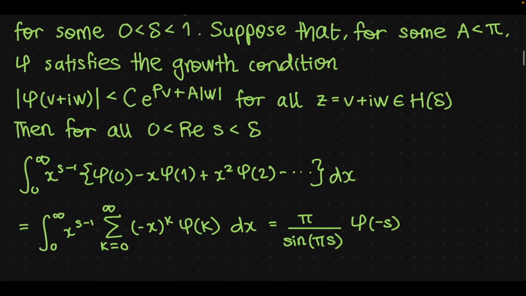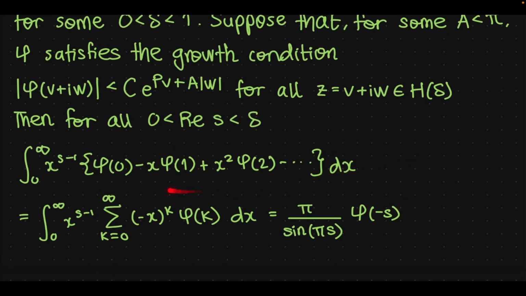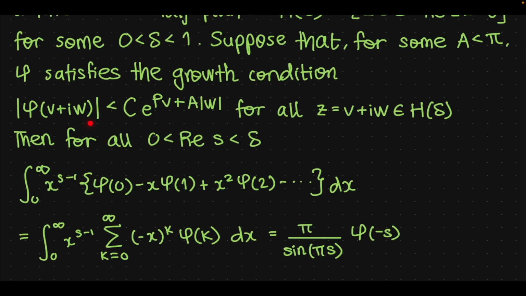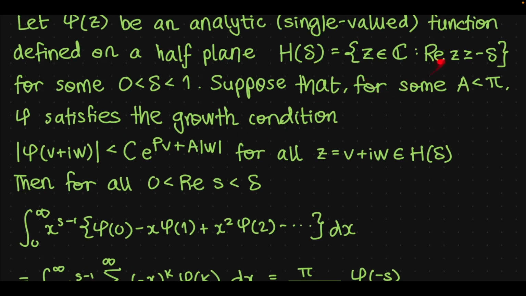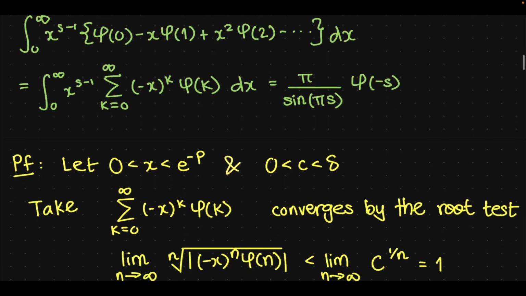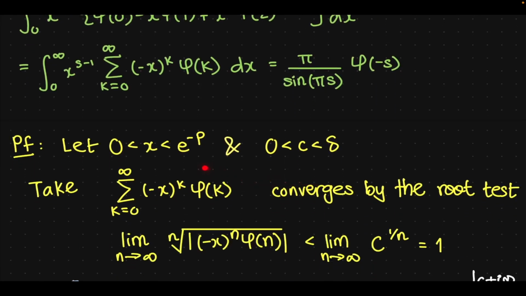That's the theorem. The theorem guarantees this integral identity for some complex function phi satisfying a certain growth condition, and a bunch of these properties of being defined and analytic on the half plane delta with the growth condition. Okay, let's do the proof.